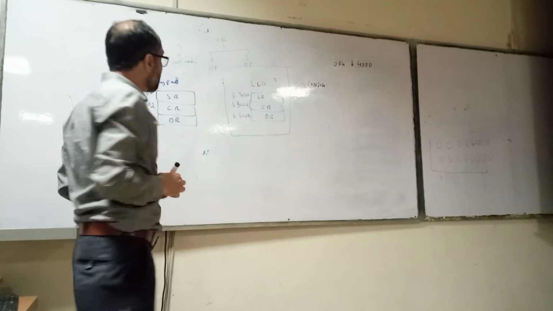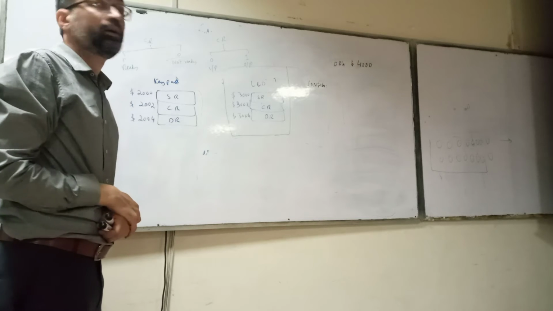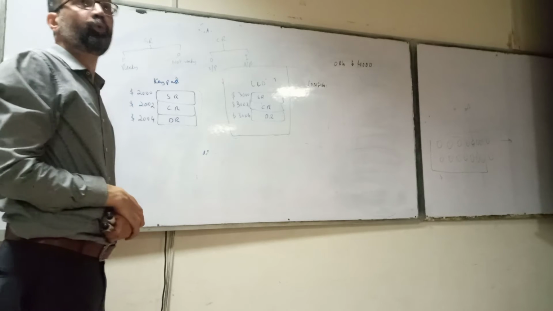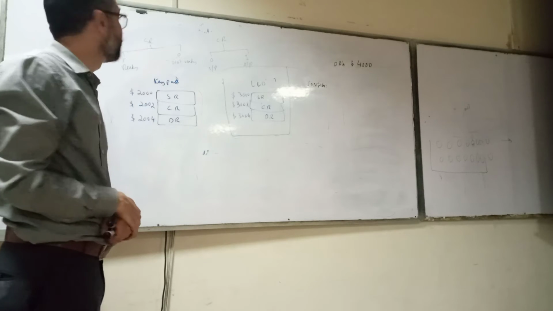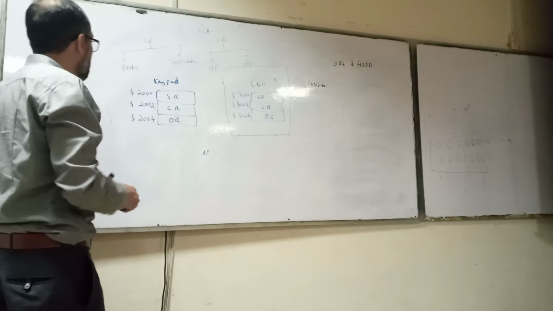Okay, now if you want to configure this device, if you want to configure the keyboard as an input and LCD as an output, which value should we move into the control register of keypad? G, what should be this value?